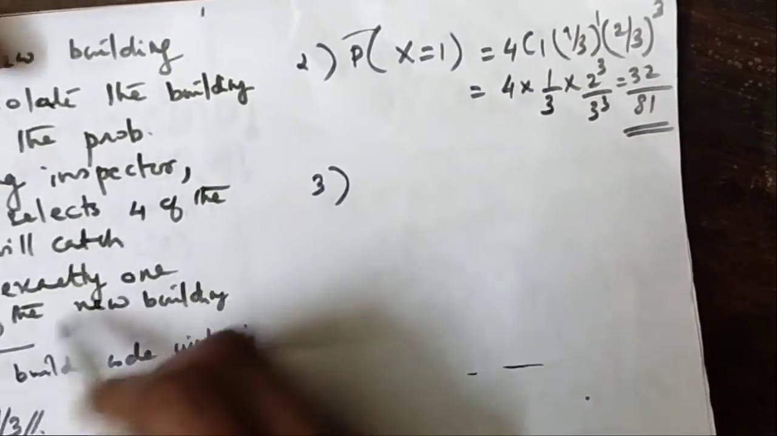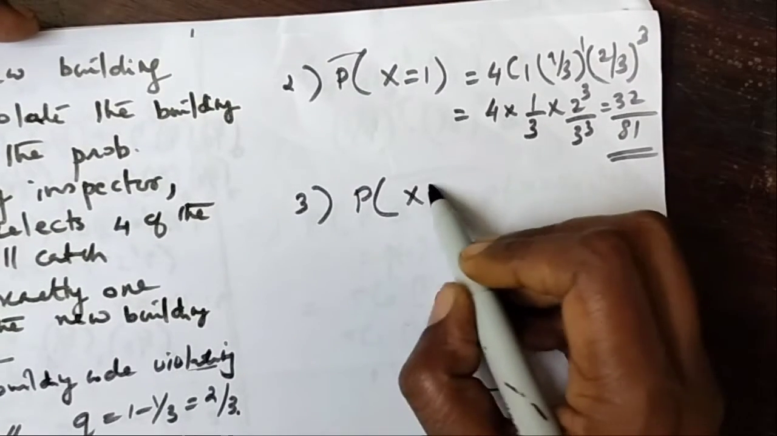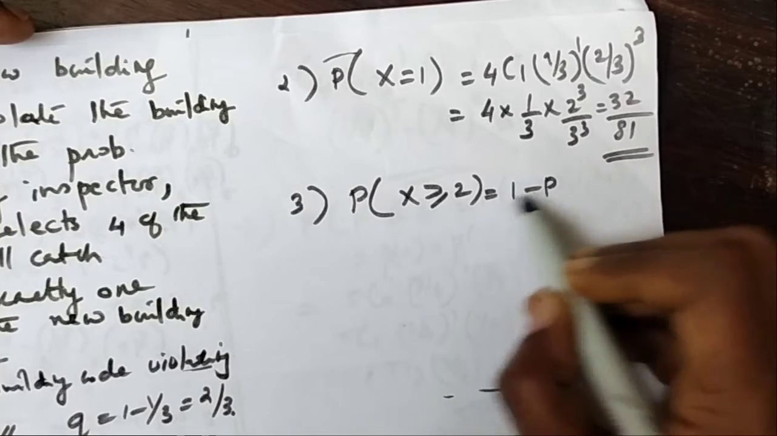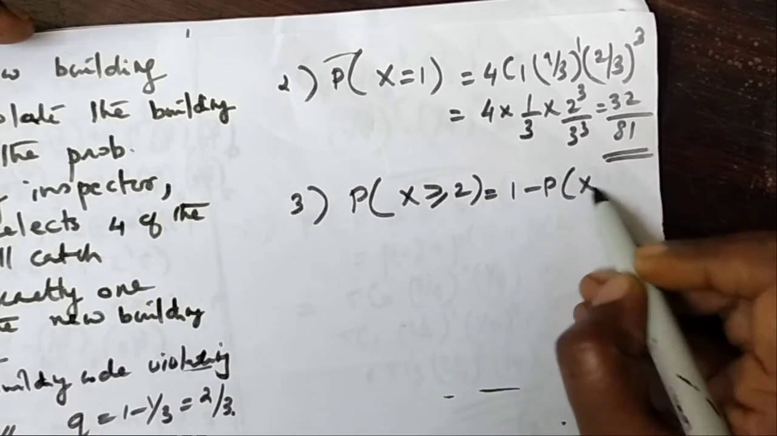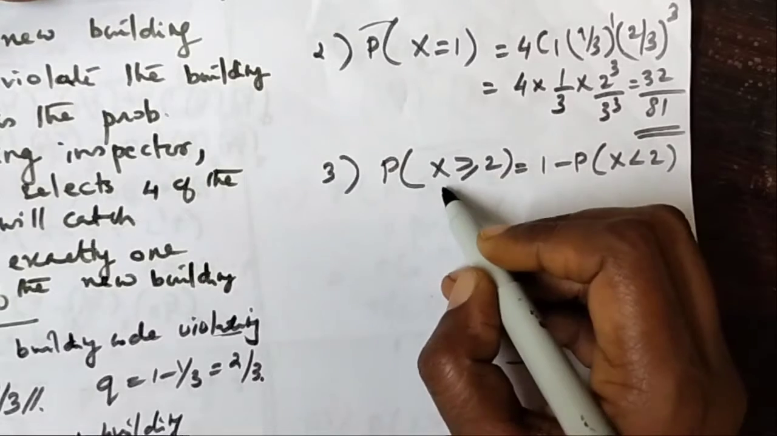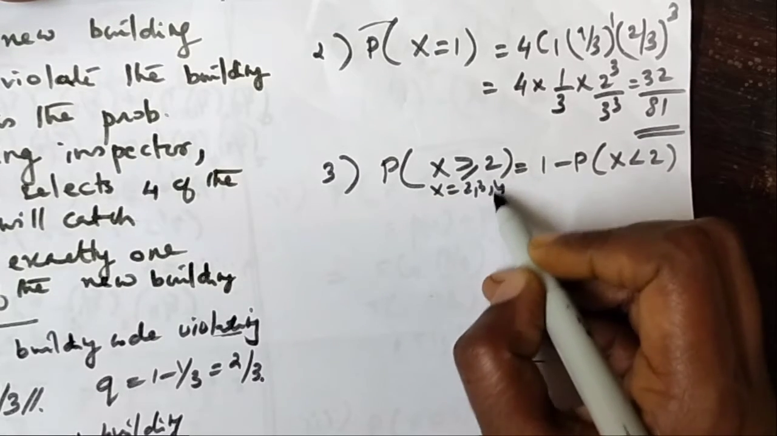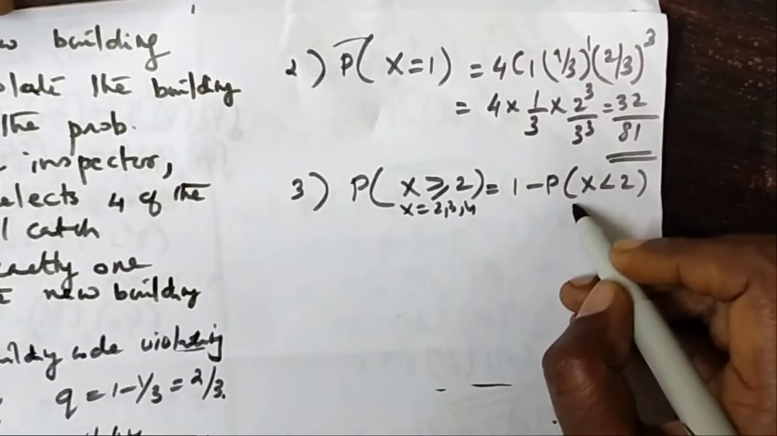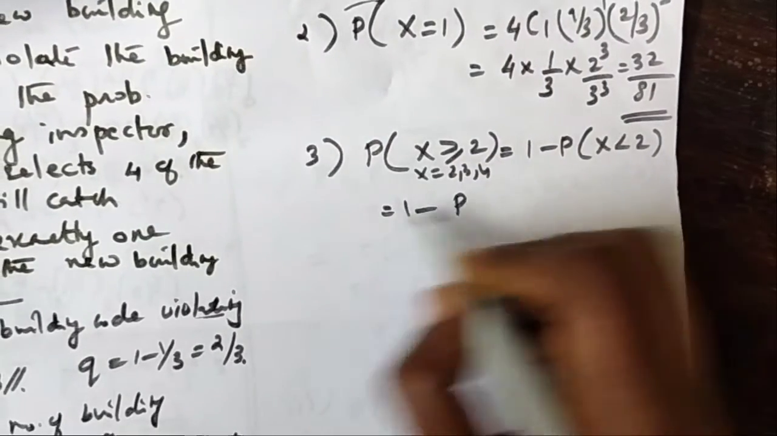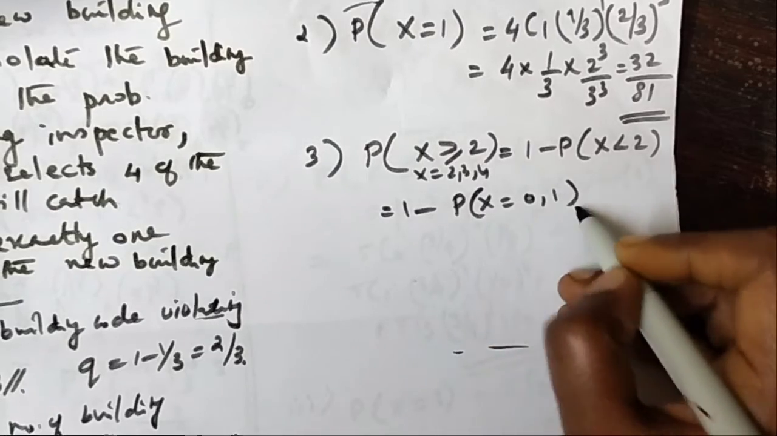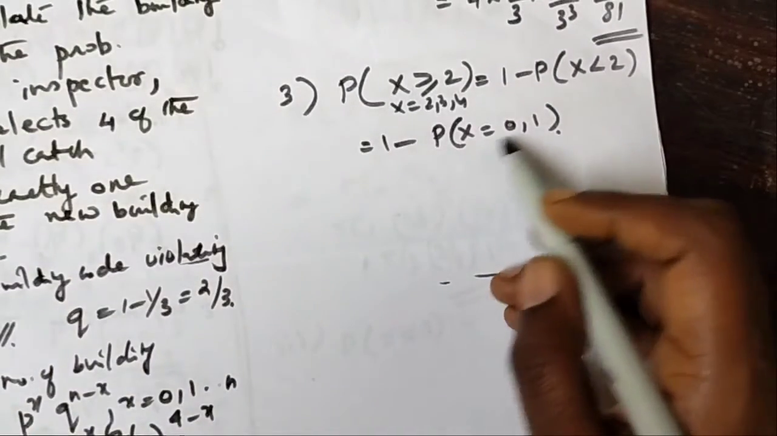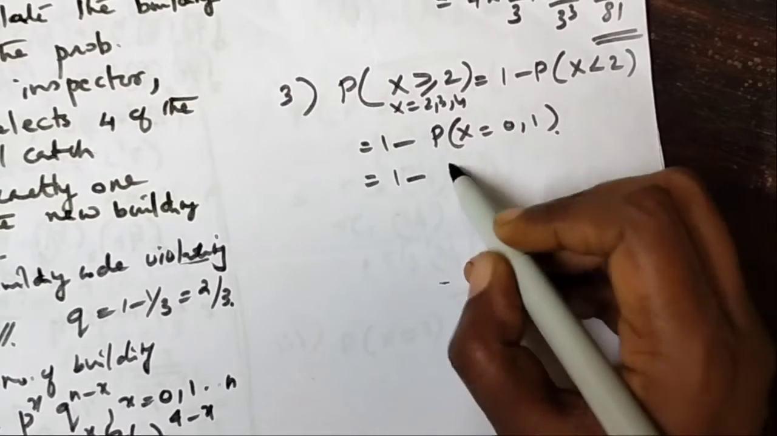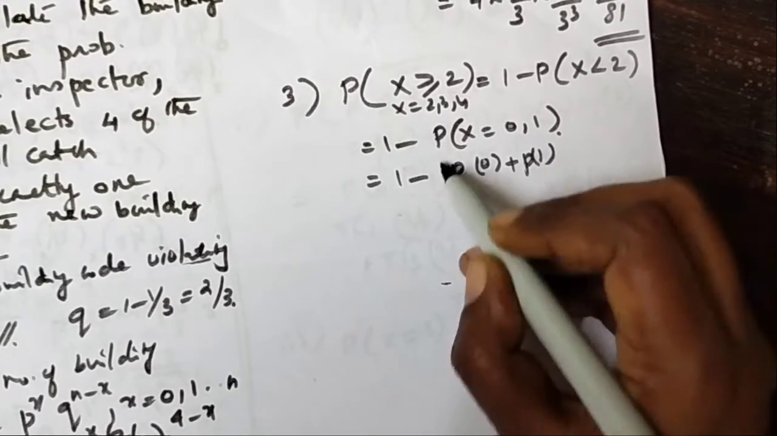Then third one, at least 2 of the new buildings. So at least 2 means greater than or equal to 2. So it is easier to find the complement. 1 minus P of x less than 2. x greater than or equal to 2 means x is equal to 2, 3, 4. And which are the complements? That is the values of x not belonging to this set: 0 and 1. So 1 minus P of x is equal to 0 and 1. This is easy to calculate. Okay, here we have to calculate the 2 values. So it is 1 minus P of 0 plus P of 1.